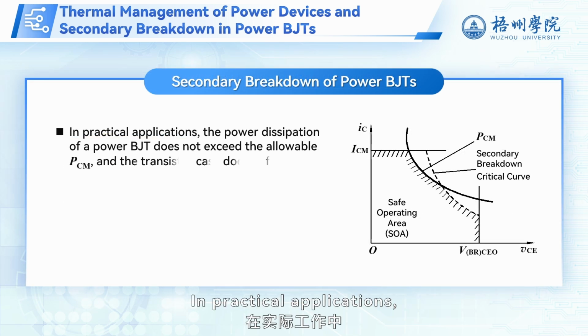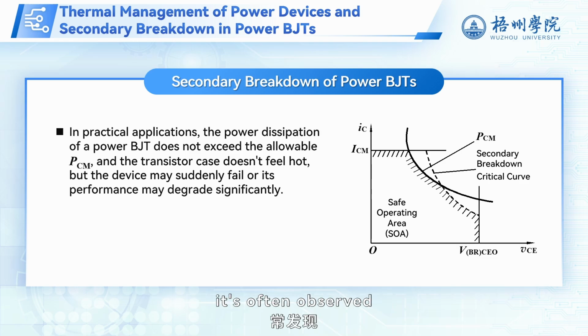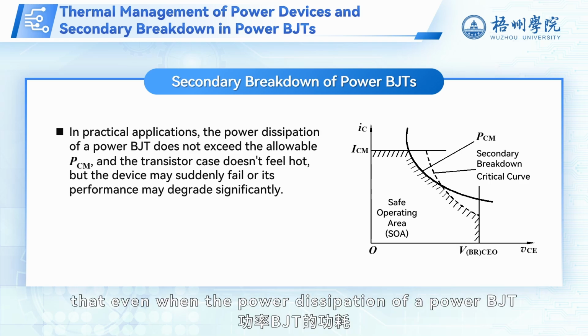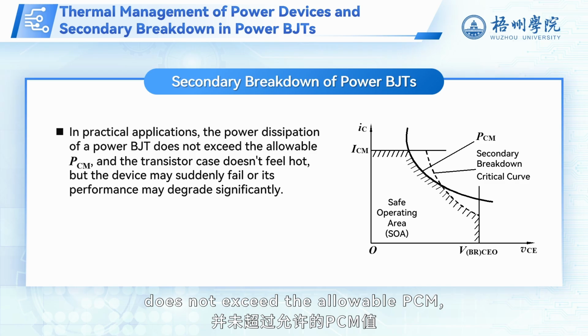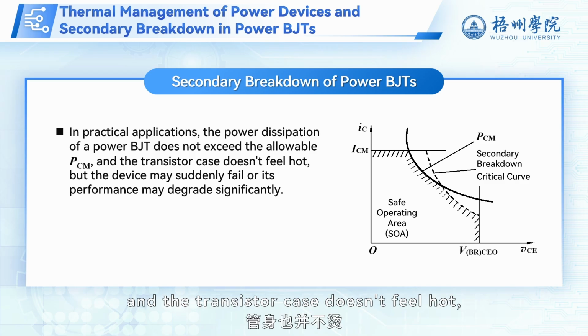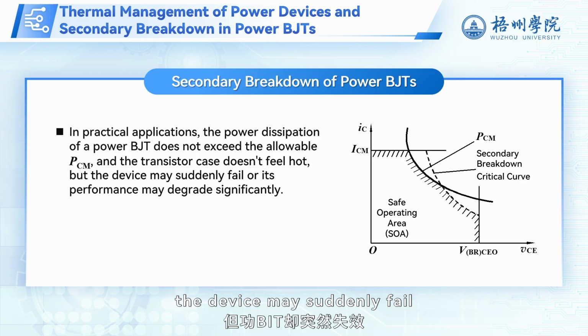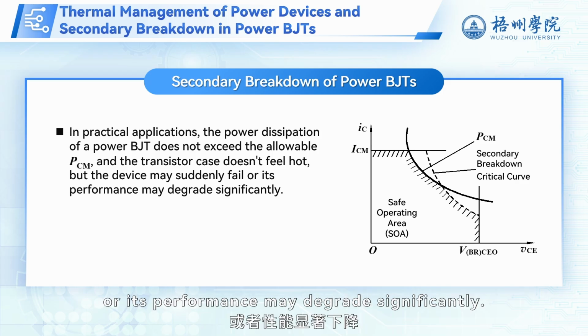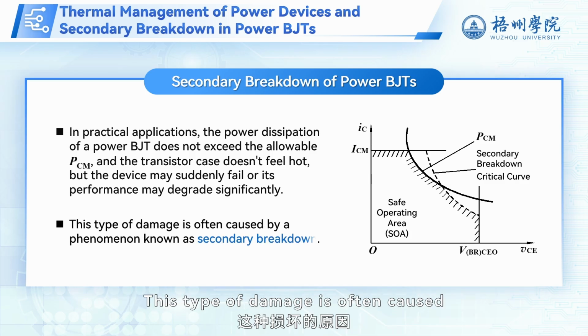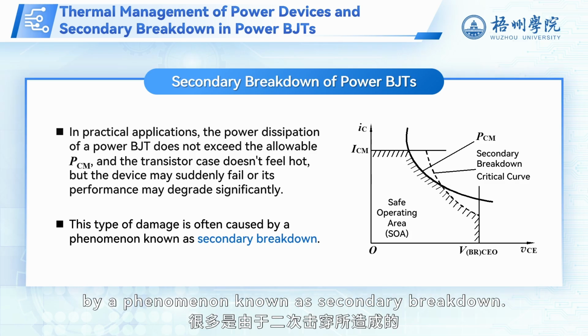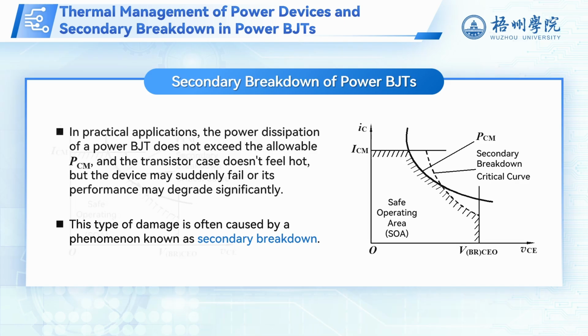In practical applications, it's often observed that even when the power dissipation of a power BJT does not exceed the allowable PCM, and the transistor case doesn't feel hot, the device may suddenly fail or its performance may degrade significantly. This type of damage is often caused by a phenomenon known as secondary breakdown.